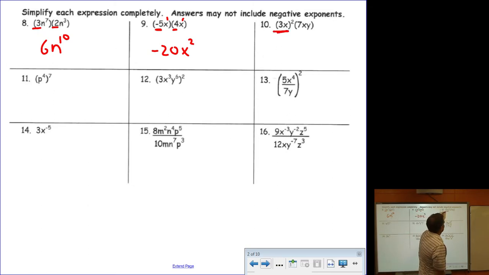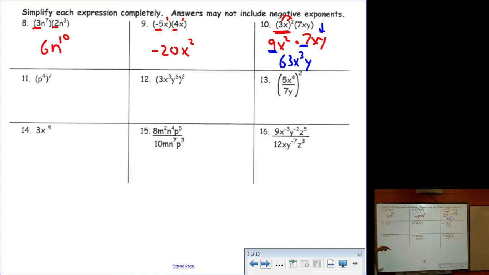Here you would need to do this first, apply that 2 to each thing in parentheses. You would get 9x to the second power. You are multiplying that times 7xy. Now you're ready to multiply the coefficients together and get 63. You've got 2 x's and 1 x, which gives you x to the third, and you've just got the 1 y, which gives you y.